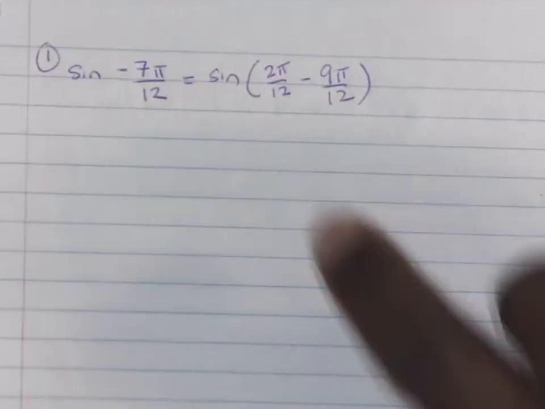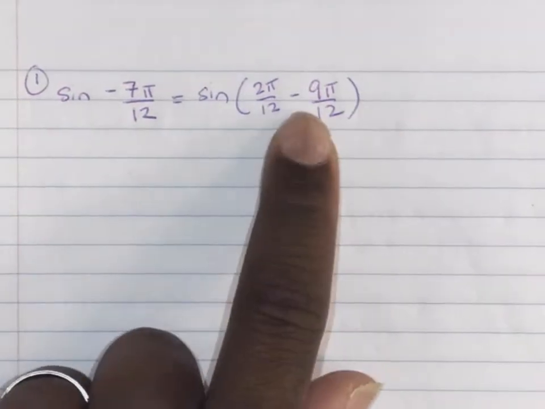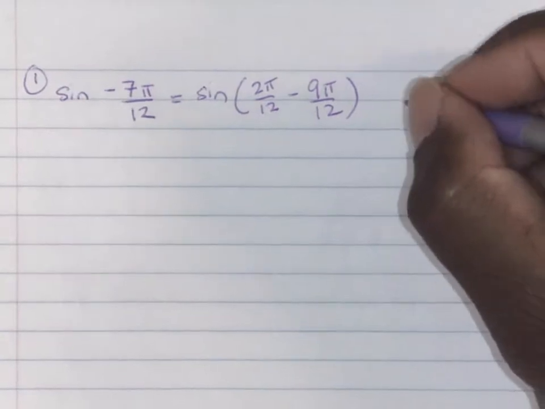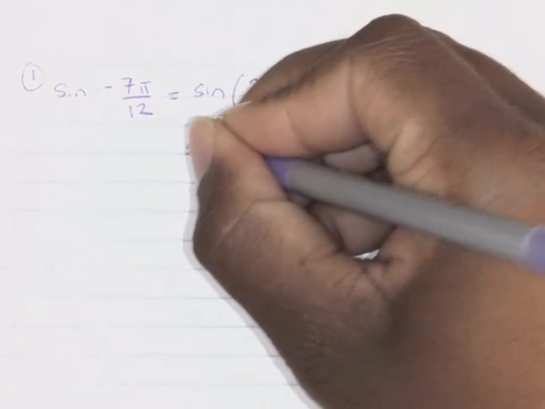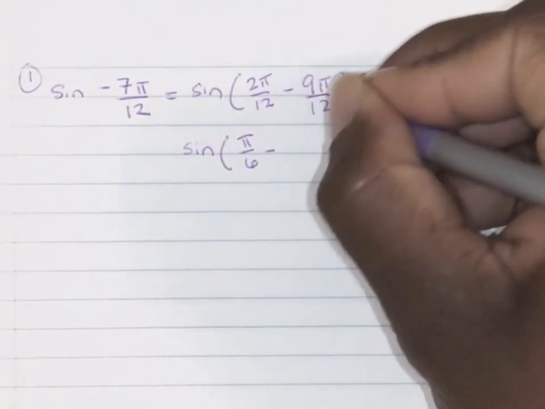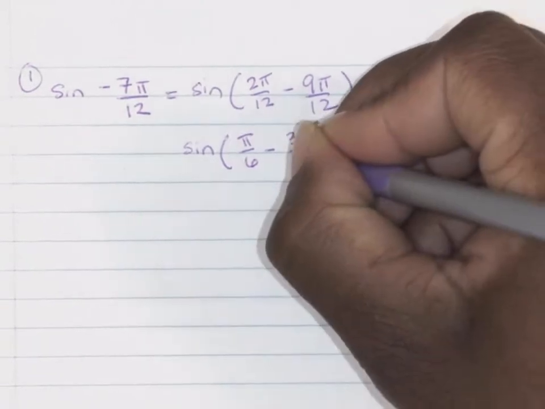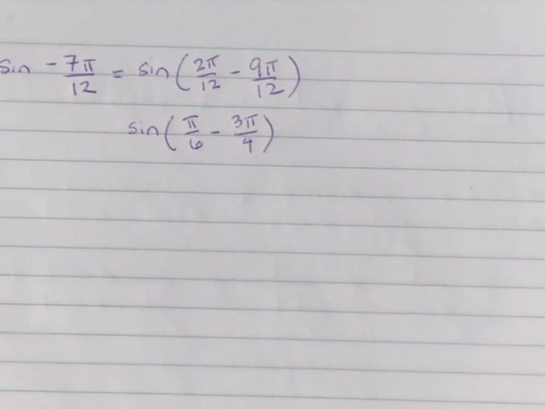So I'll do sine of 2 pi over 12 minus 9 pi over 12. Sorry you couldn't see that. So now this is how I get -7 pi over 12. And right now, I don't know what these exact values are, so I'm gonna go ahead and reduce them back to what I was starting with. So this is really sine of pi over 6 minus 3 pi over 4, I believe. So these are the 2 angles I'm using.